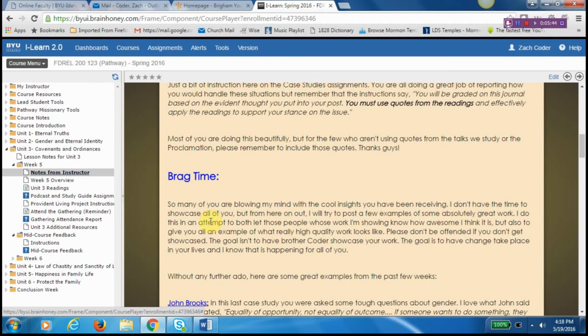I'm bragging on a few students in an attempt to, one, pat those students on the back and let you know you're doing a great job, but two, and maybe more importantly, to give you an example of what really high quality work looks like. Now, I'm not saying you have to do it exactly as these students have done it, but for those of you who might be struggling with ideas like, how inclusive do I get? How lengthy should my work be? These are just examples. They don't have to be this long. But let me show you what I mean.